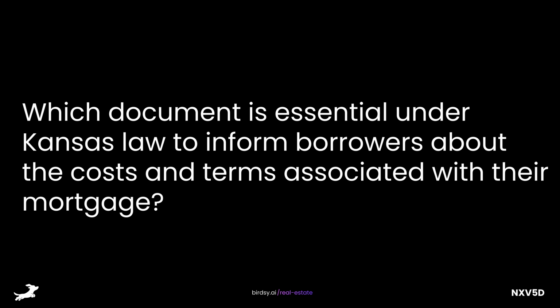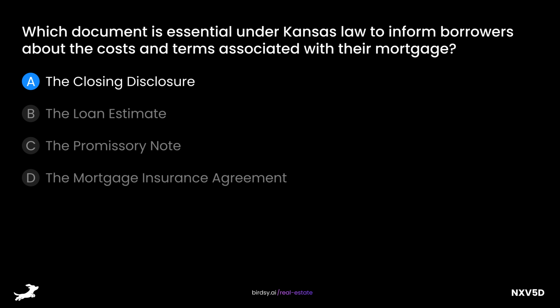Which document is essential under Kansas law to inform borrowers about the costs and terms associated with their mortgage? Is it A, the closing disclosure, B, the loan estimate, C, the promissory note, or D, the mortgage insurance agreement? The answer is B, the loan estimate.